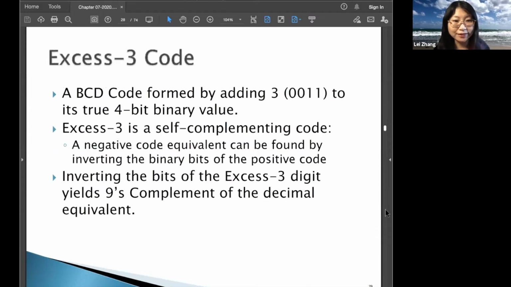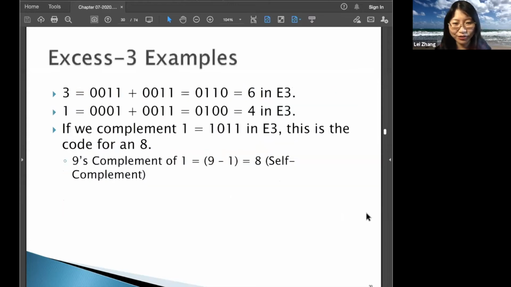Okay, so excess-3 code. It's a BCD code formed by adding 3 to its true 4-bit binary. So add 3, that's add 0011. So that's excess-3 code. It's a self-complementing code. A negative code equivalent can be found by inverting the binary bits of the positive code. So inverting the bits of this excess-3 digit yields the nine's complement of the decimal equivalent. What does that mean? Let's have a look at the meaning of this. So we have 3.